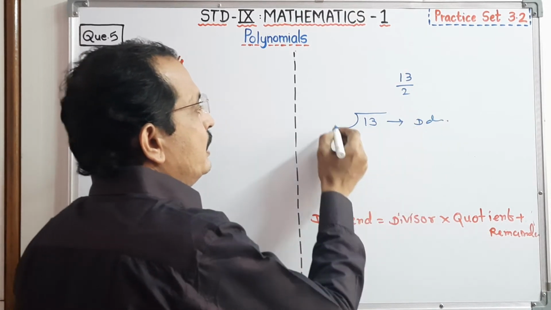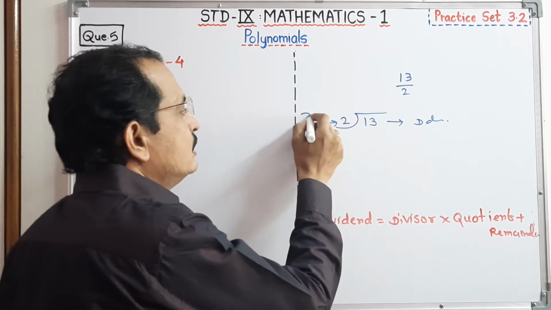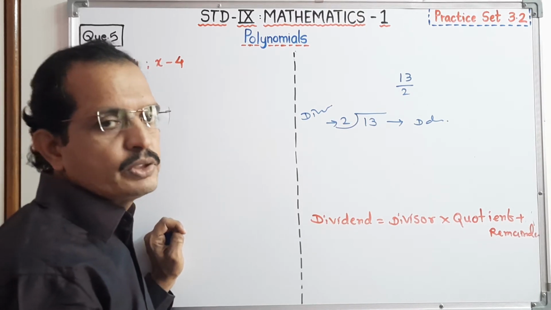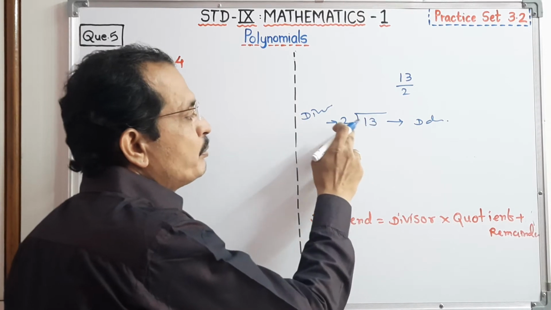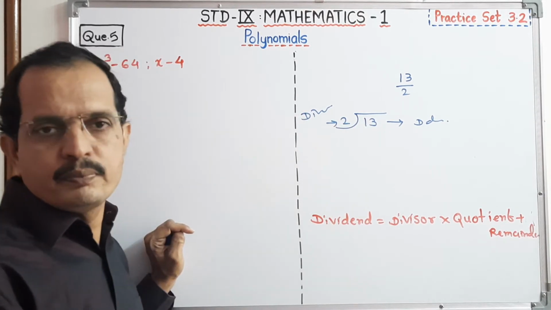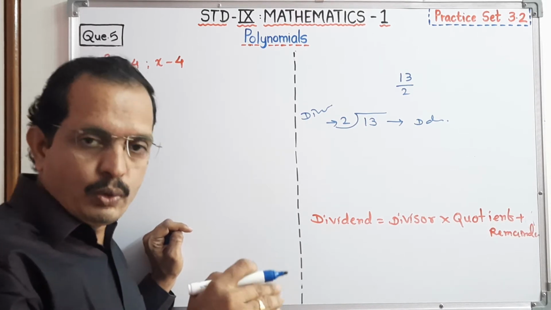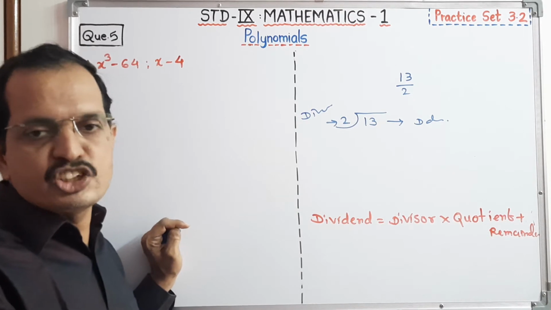Dividend. This 2 we have to write here. This is called a divisor. And for division, what we have to see? In the table of 2, is there a 13? No. Then in the table of 2, the number which is less than 13 is 12.